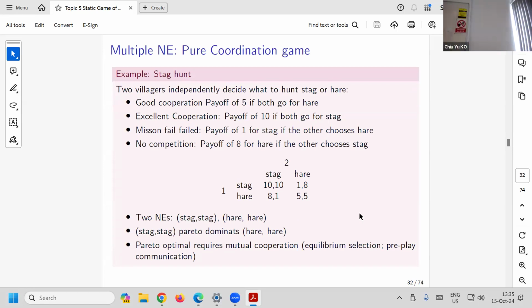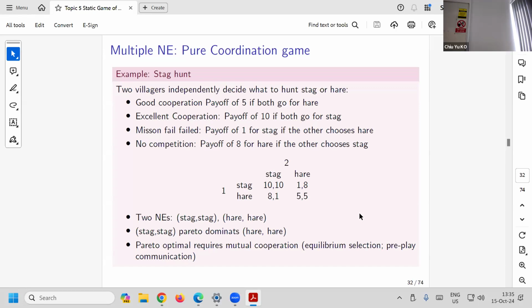And here we have the problem of multiple equilibria. This is also a very famous game. This one is called the coordination game. And we have villagers.